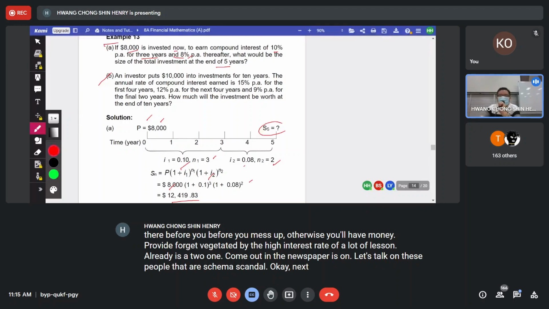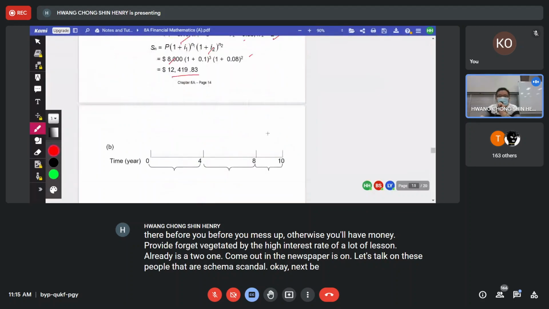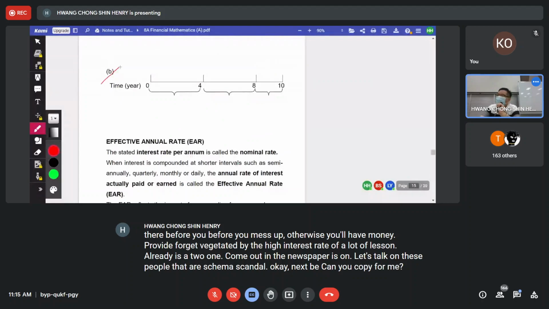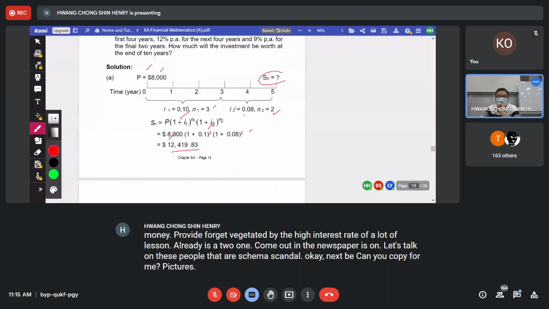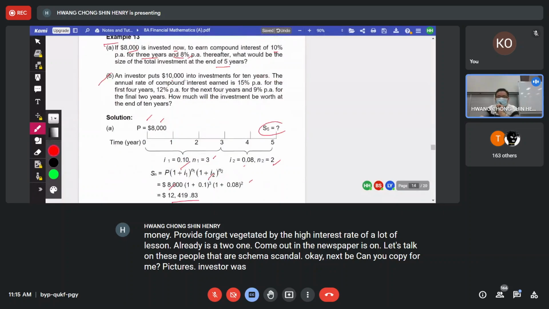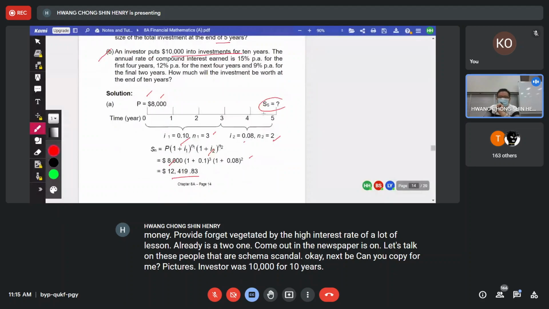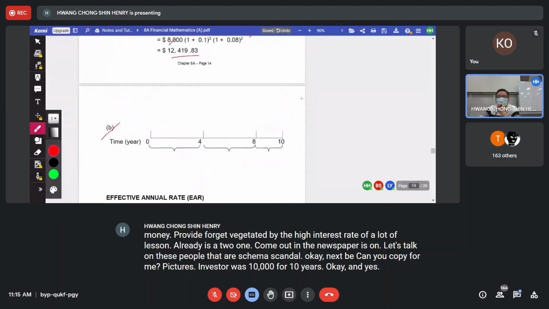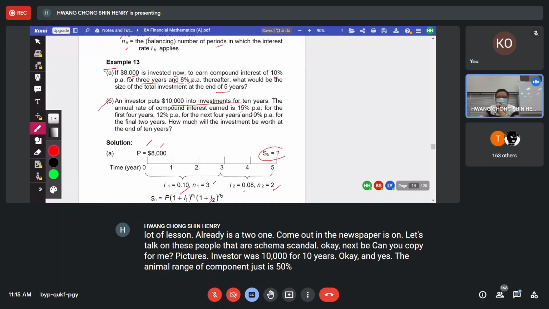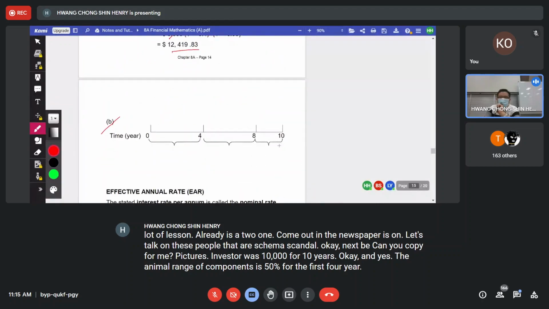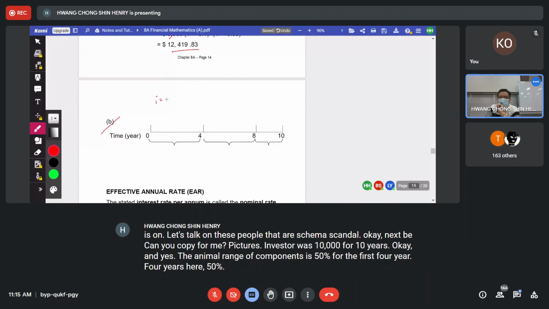Okay, next, B. Can you calculate for me? The picture is with the other calculation below. An investor puts 10,000 for 10 years. See, 10 years. The annual rate of compound interest is 15% for the first 4 years. First 4 years means here to here. 15% is 0.15. For how long? N1 is 4.